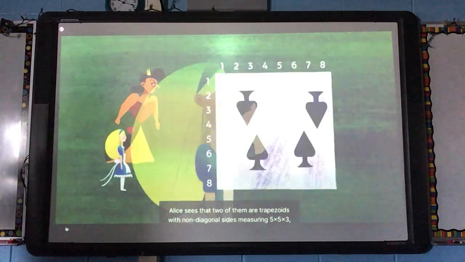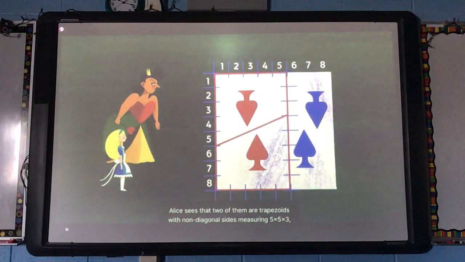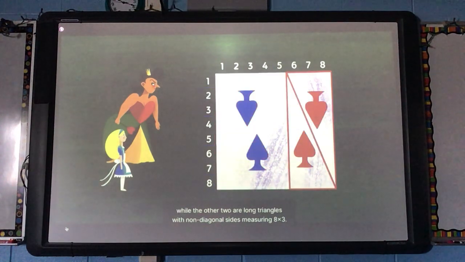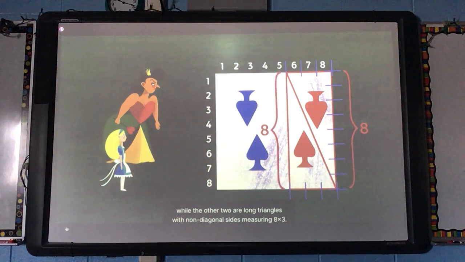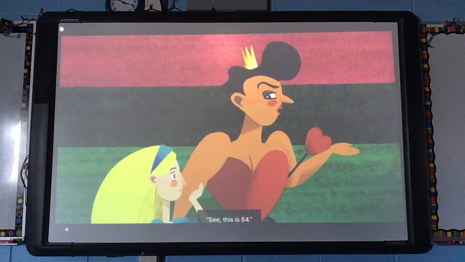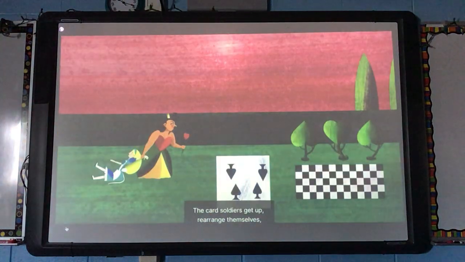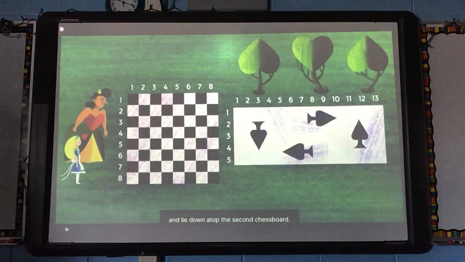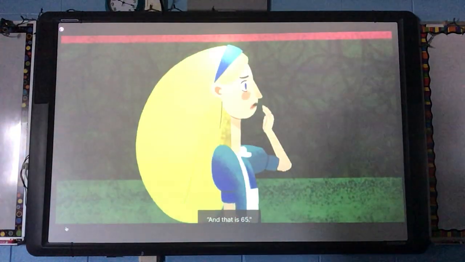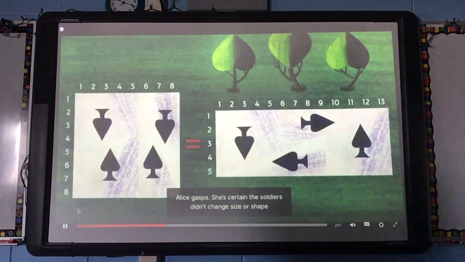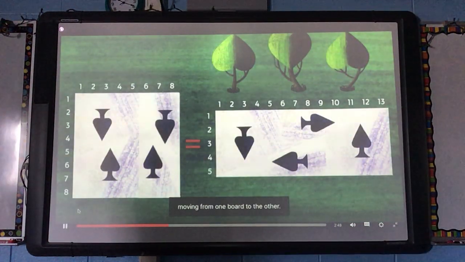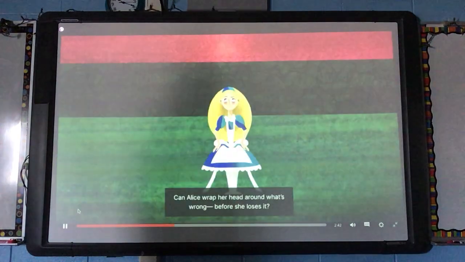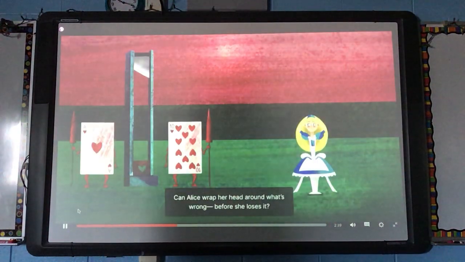Alice sees that two of them are trapezoids with non-diagonal sides measuring 5 by 5 by 3, while the other two are long triangles with non-diagonal sides measuring 8 by 3. See, this is 64. The queen claps her hands again. The card soldiers get up, rearrange themselves, and lie down atop the second chessboard, and that is 65. Alice gasps. She's certain the soldiers didn't change size or shape moving from one board to the other, but it's a mathematical certainty that the queen must be cheating somehow. Can Alice wrap her head around what's wrong before she loses it?